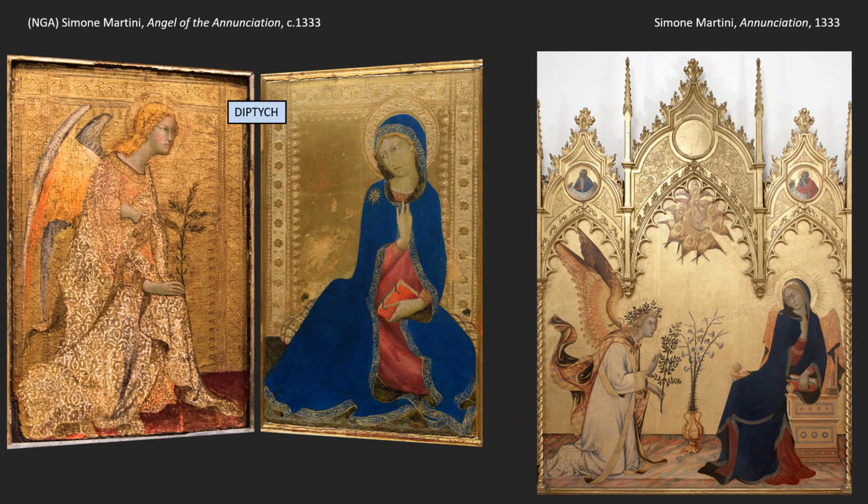The term we use for a work of art that's hinged with two wings is a diptych. Di, two. Ptych is Greek for wing. Two wings, again used for private devotions.